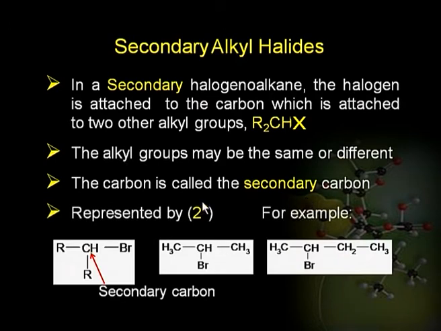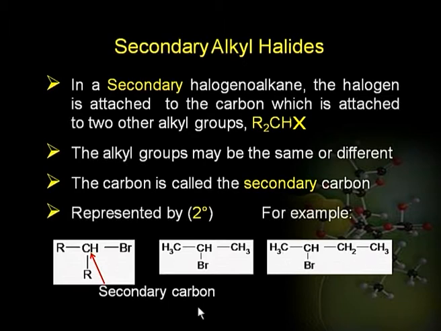It is represented by writing 2 degree, and the general way of depicting it will be 2 R groups attached to this carbon. So, it is left with just 1 hydrogen here and bromine is attached to this one. We call this the secondary carbon. In the 2 examples for this, Br could be attached to the central carbon. Here in this case there are 4 carbon atoms, and here we have 3 carbon atoms. So, this is isopropyl bromide.